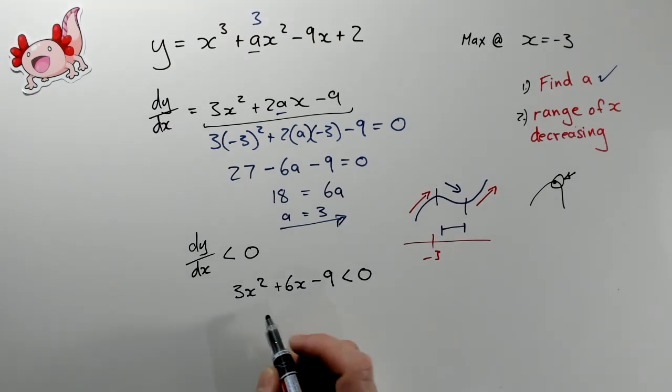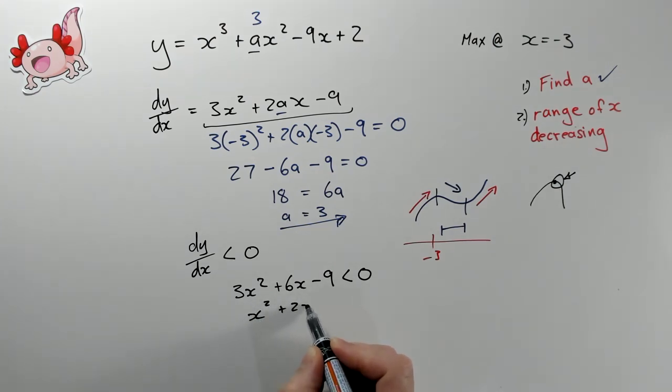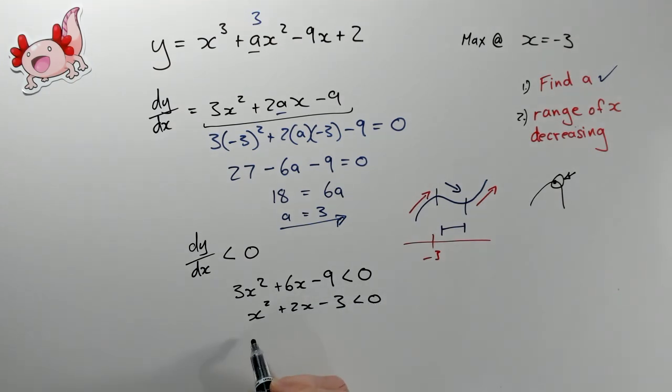So I can solve this. I can just divide by 3 everywhere, and I'm left with this. And now I can just factorize. Some of you will have calculators that just do this for you.